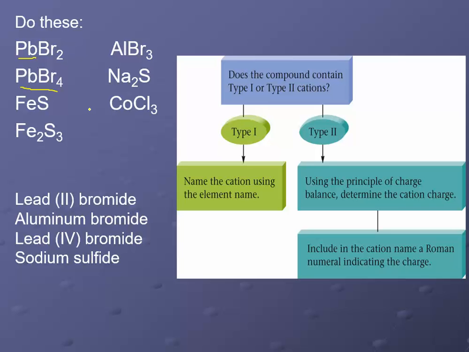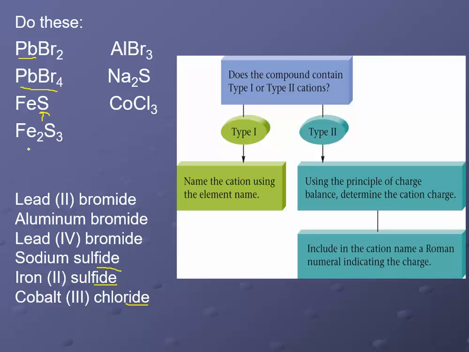Na2S should be sodium sulfide. And we got FeS. It's a little bit harder. Focus on the charge of the sulfur. And looking at that, then you have iron 2 sulfide. Then we go over to the CoCl3 compound. And there we do need a Roman numeral, and that is called cobalt 3 chloride. Notice our endings here, ide on those.